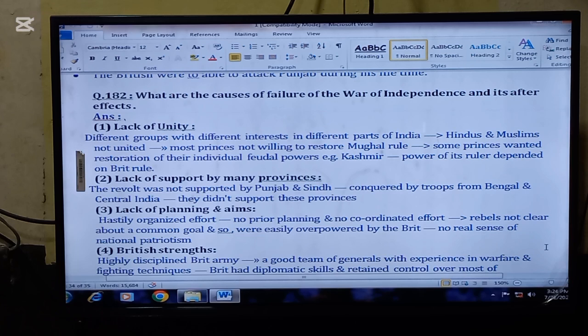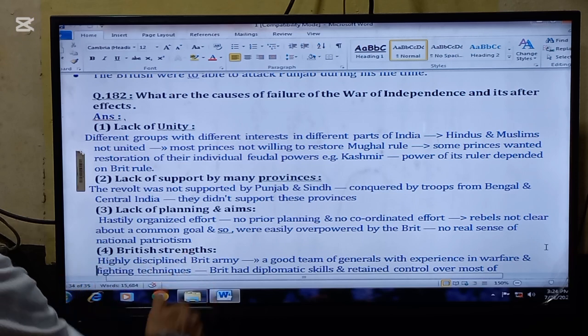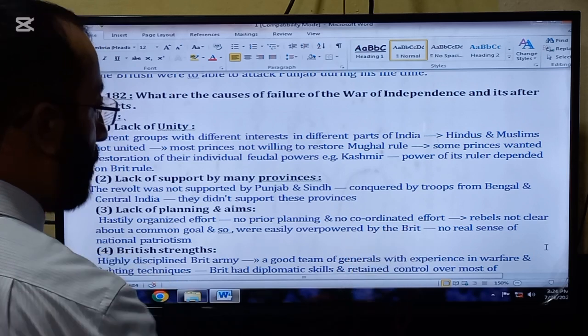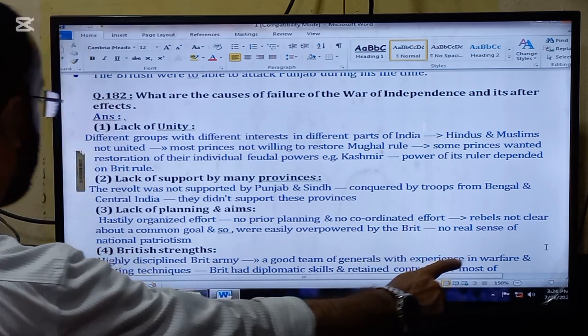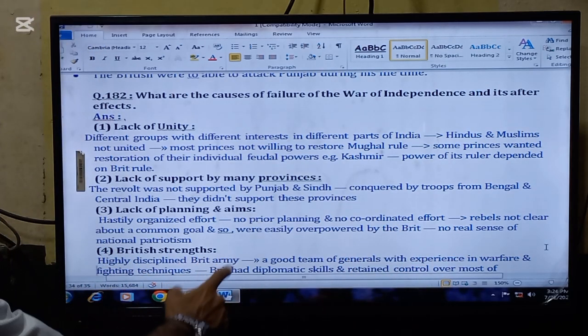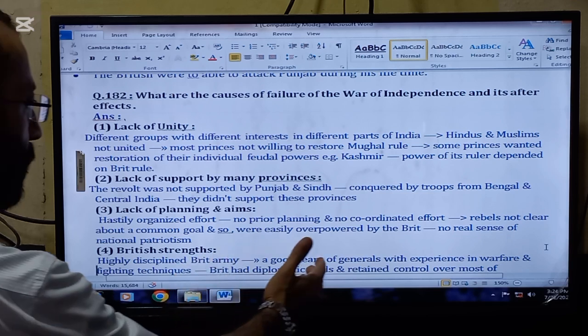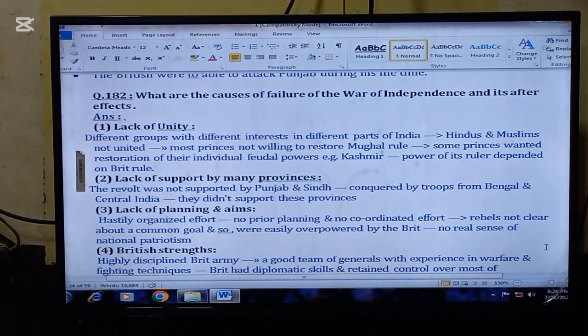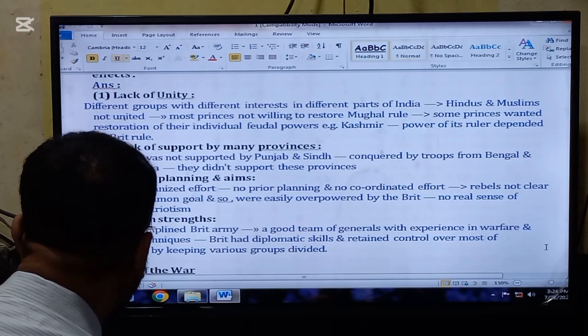The next important reason for the failure of the War of Independence is lack of planning and aims. Hastily organized effort, no prior planning and no coordinated effort. Rebels were not clear about a common goal and so were easily overpowered by the British. So, no real sense of national patriotism.